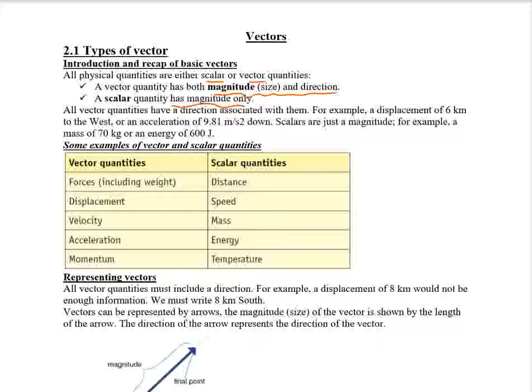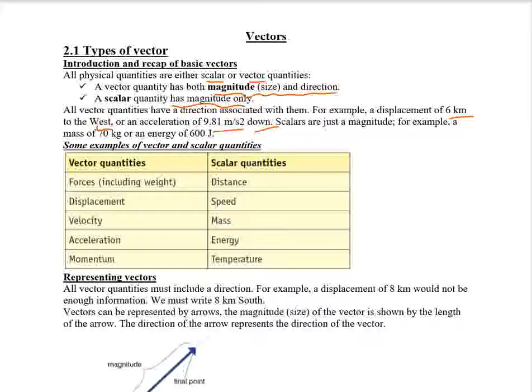All quantities that have a direction associated with them are vectors. For example, the displacement 6 km to west. This has a magnitude and what? Direction. Therefore, this one is a vector. An acceleration of 9.8 meters per second square down. Down is the direction, and this one is the magnitude. Therefore, if it has a magnitude and direction, it's a vector. Scalars have a magnitude only. For example, mass, energy, and so on.